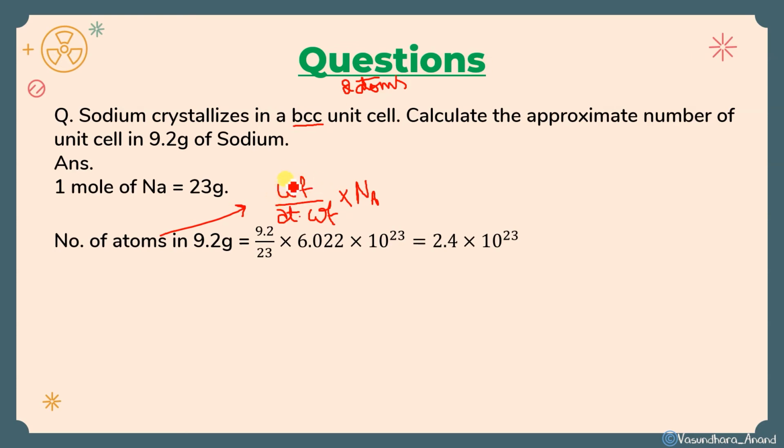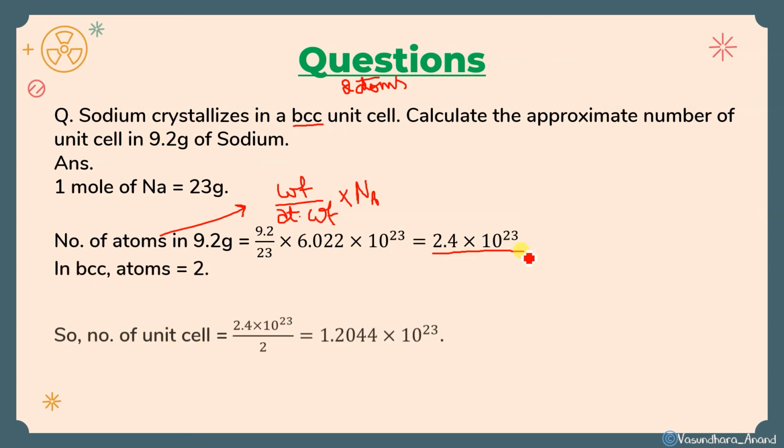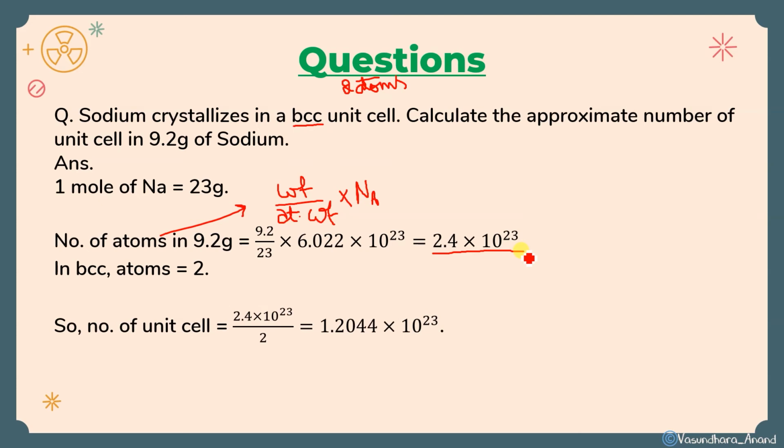Yes, so weight is given 9.2, atomic weight we know that sodium is 23, Avogadro number is 6.022 into 10 to the power 23. Solve it, you will get 2.4 into 10 to the power 23. So this many atoms are present. ठीक है, समझ में आई बात, ये atoms आपके पास है. So we know that in the BCC number of atoms is 2. So we can say that 2 atoms are present in 1 unit cell. So this many atoms will be present in how many unit cells?